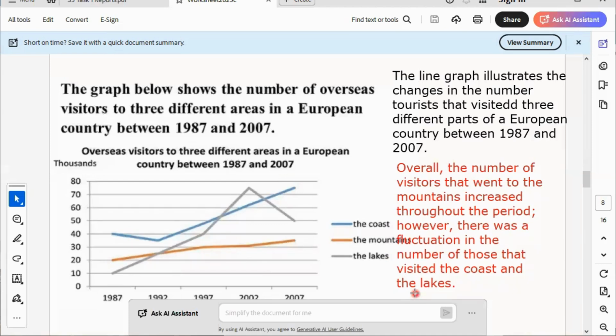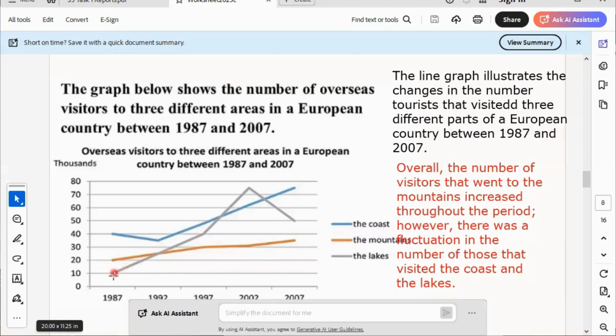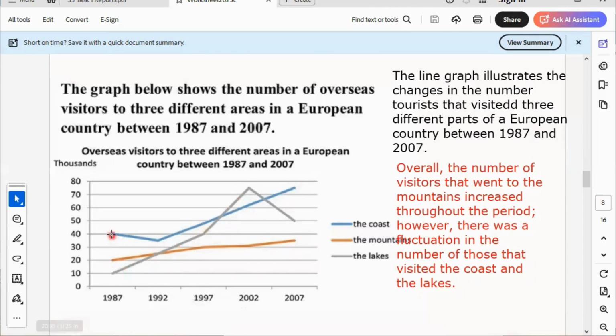Make comparison where relevant. Okay? So you must compare somehow. So that's the first thing I will do. And then next one, I will now talk about what? I'll talk about visitors to the lakes. I'll describe it. Then I'll talk about this one last. So the idea is what?